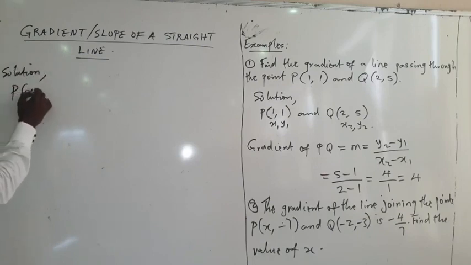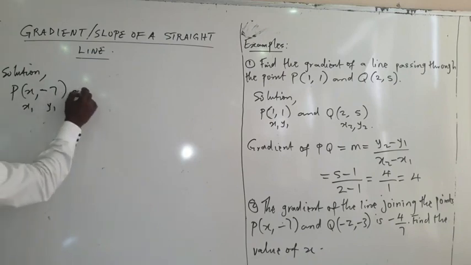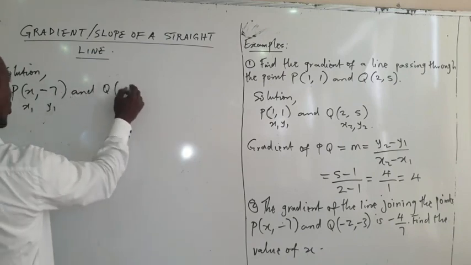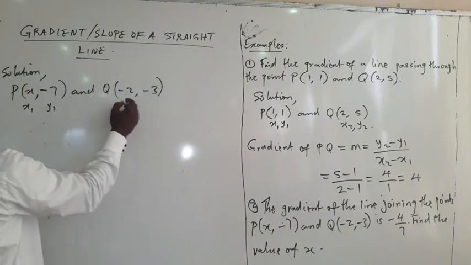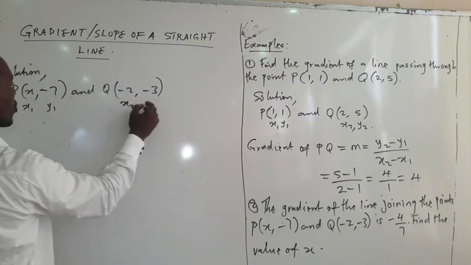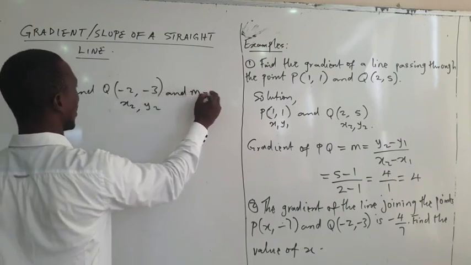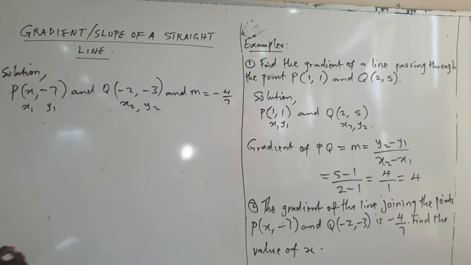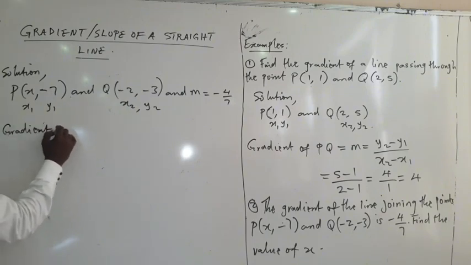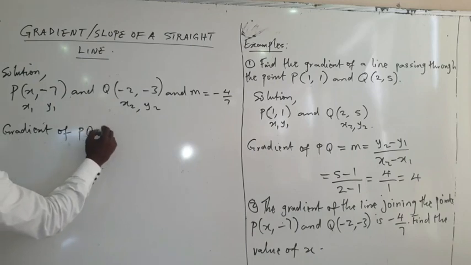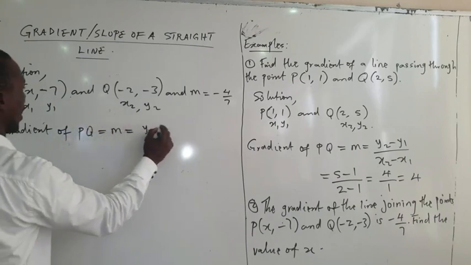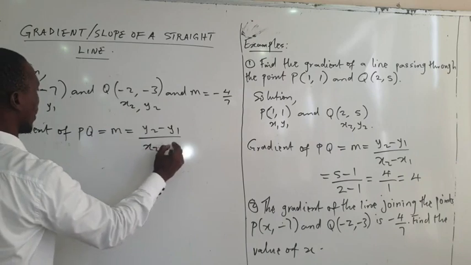So solution, P of coordinate x, comma minus 7. So these are x1, y1, and Q of coordinate minus 2, comma minus 3, which is of coordinate x2, y2. And the gradient, m, is given as minus 4 over 7. So now I'll write down the formula for gradient. So the gradient formula is m, which is y2 minus y1 over x2 minus x1.